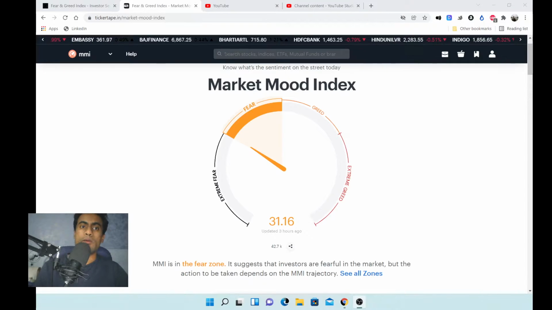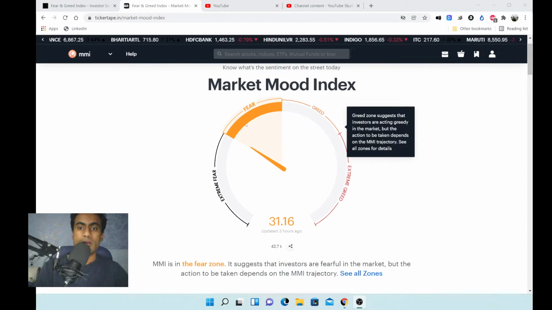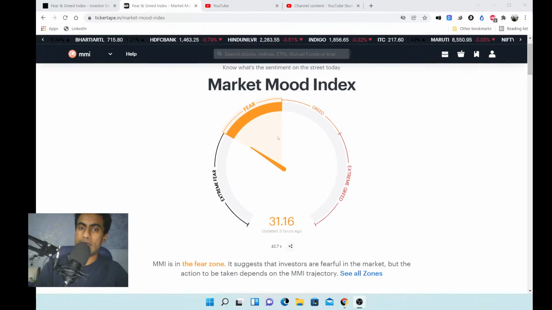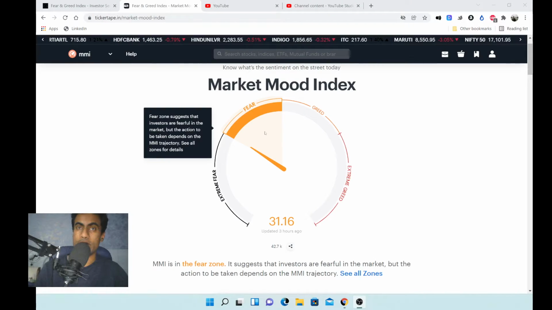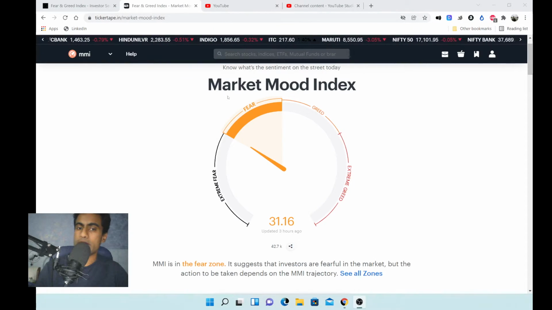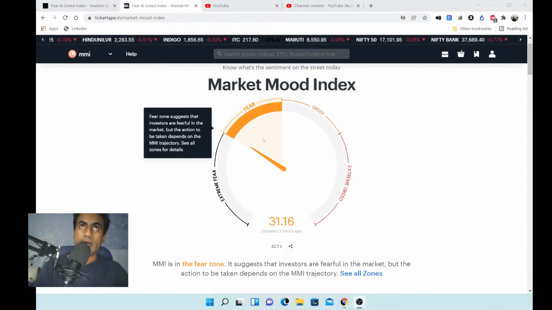Okay, now this website which I showed you is from the Tickertape website. So this index is like a speedometer, car speedometer, which shows what is the current mood of the market. Now as you see here, as of today, today is 28th of Jan, market is in fear.